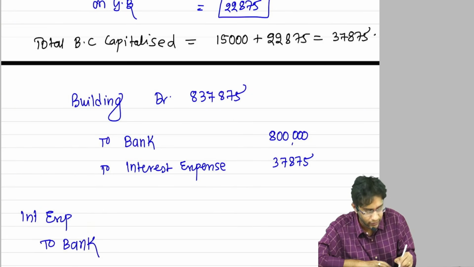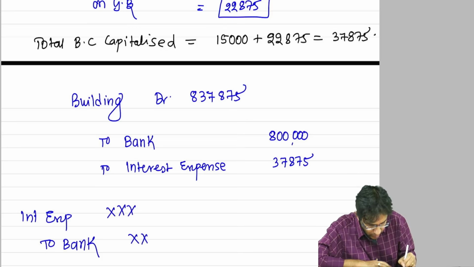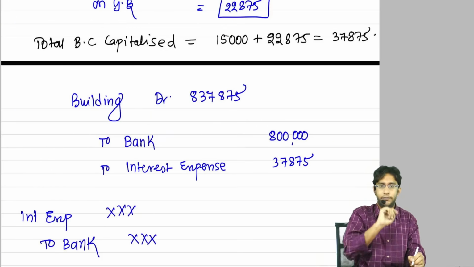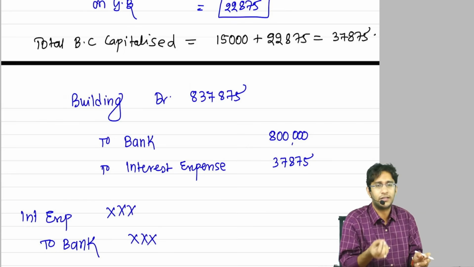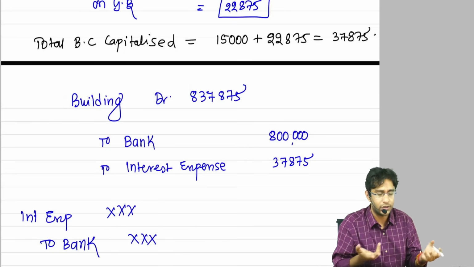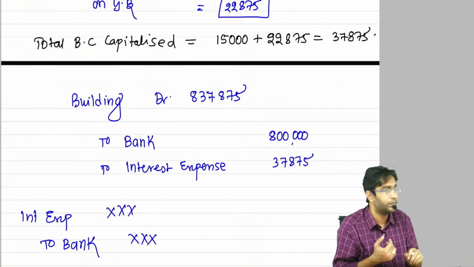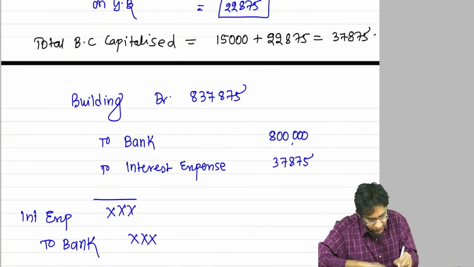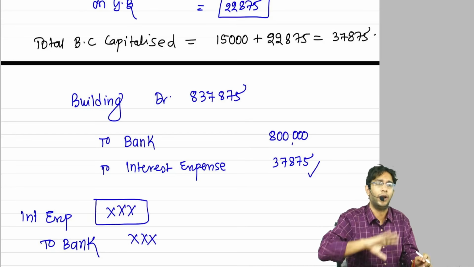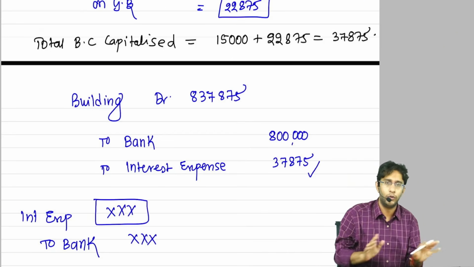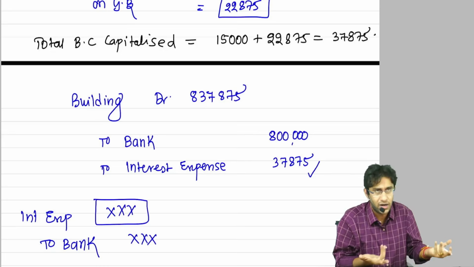See, before this, I would have recorded one entry like this: interest expense to bank with some amount. That entry need not be written. Why? Who will count all the interest, sir? No, not required. That fellow is asking how much will you capitalize. I am interested only in what I am capitalizing. Out of so much interest, this is getting capitalized. The remainder interest will go to the P&L account. Nobody asked you that. You need not work it out. If you ask, I'll work it out. It's not required.